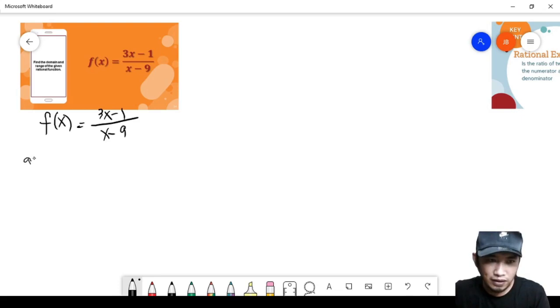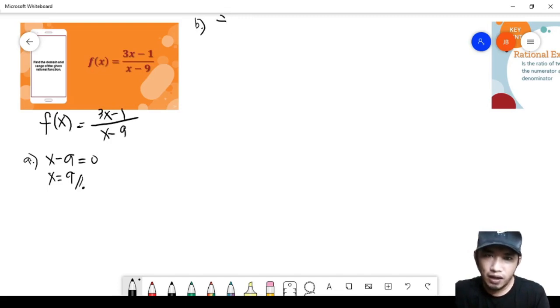And then, again, we will solve our domain, equate the denominator into 0, that is x minus 9 is equal to 0 and x is equal to 9. So, meron na tayong domain agad-agad. Okay, so letter B, find the range.